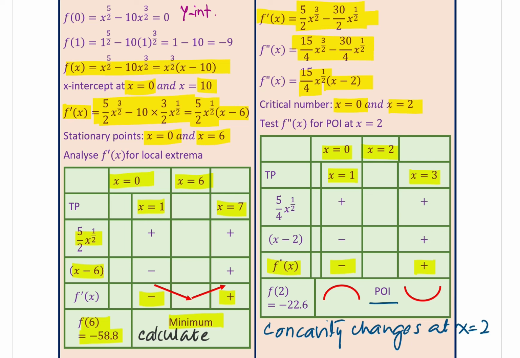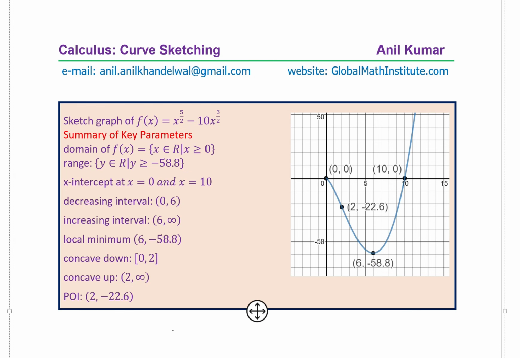Correct? So that is how you could actually figure out point of inflection, local maximum and minimum points. So in this case, we have a local minimum and a point of inflection. So let's move now to sketch the graph. So now let's summarize all our learning. So we are going to sketch the graph of the function, which is x to the power of 5 over 2 minus 10 times x to the power of 3 over 2.